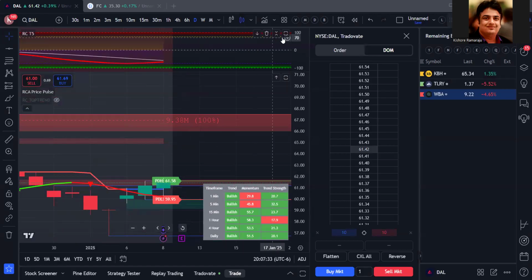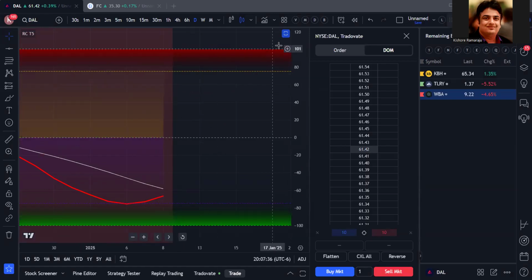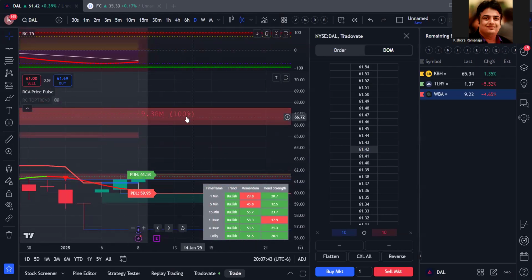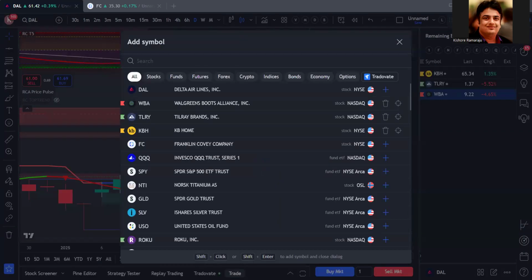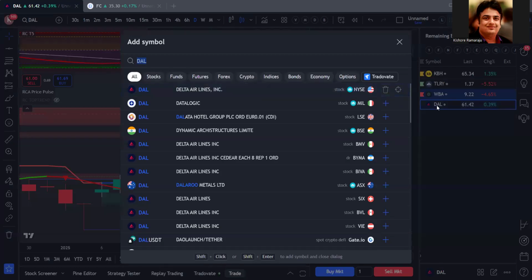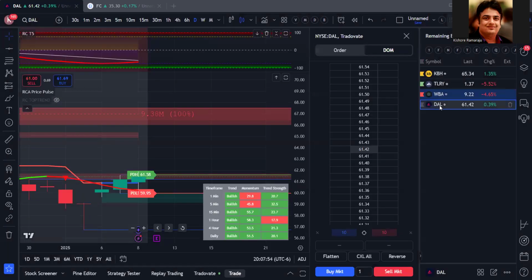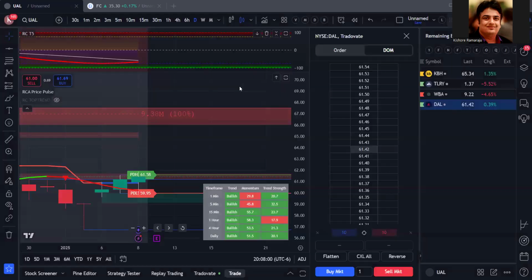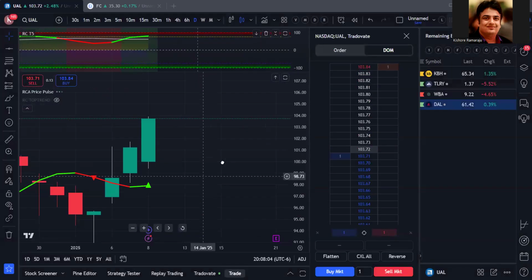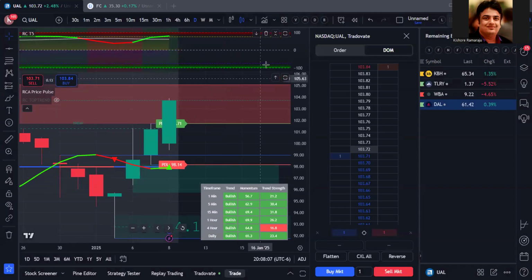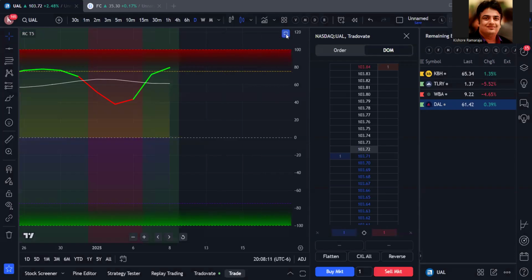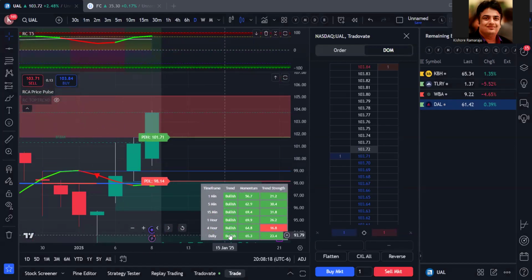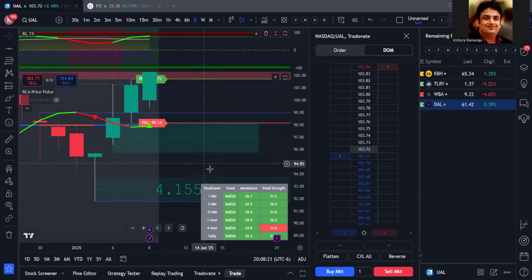Delta is looking bullish. It came all the way to the bottom. We may see it go all the way to $67. The trend lines as of now are bullish. It can go further up. The trend is completely bullish. Momentum, strength, everything is looking good.